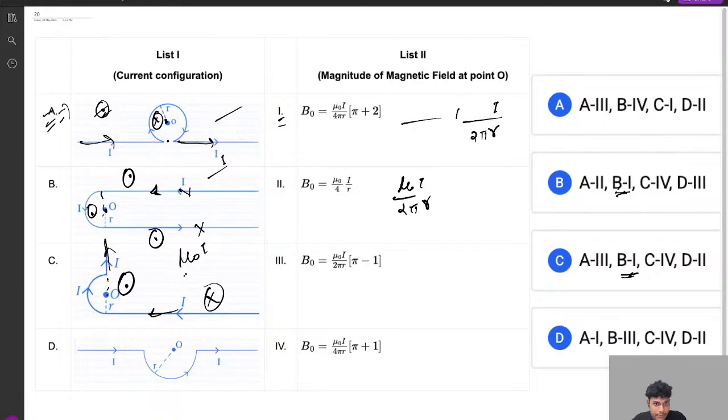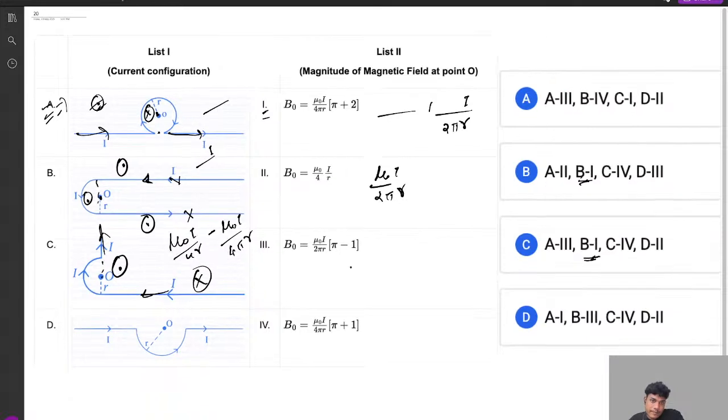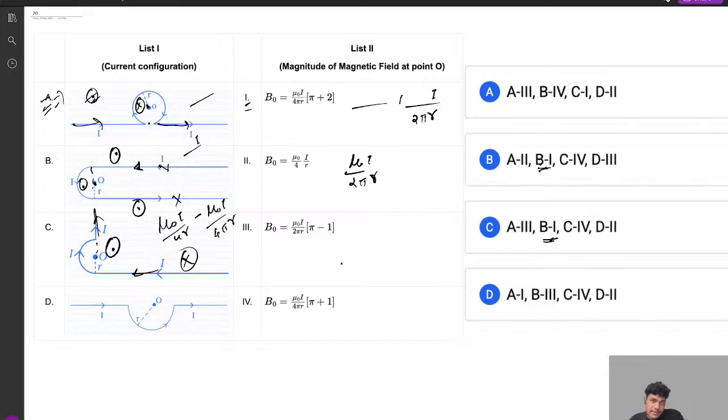That is mu naught I upon 4r, and due to this, that is minus mu naught I upon 4 pi r. So it is mu naught I upon 2 pi r. We take the mu naught I upon 2 pi r outside, and we get pi minus 1. Right, it's correct, I think. Mu naught I upon 2r.